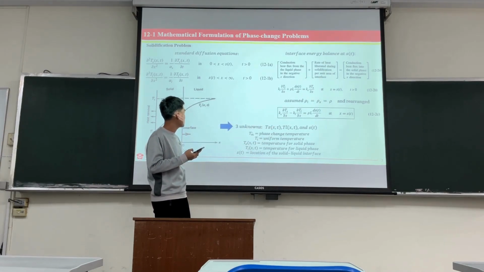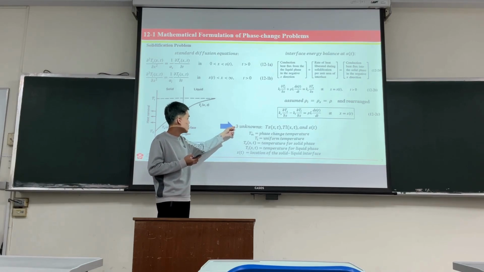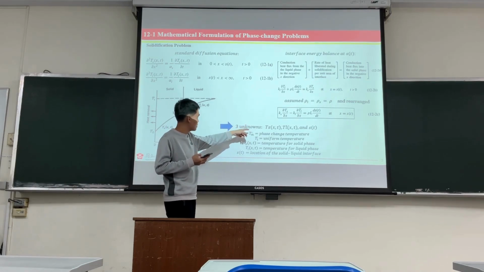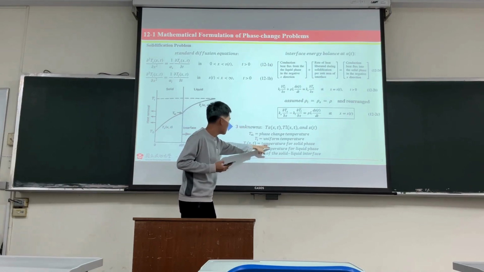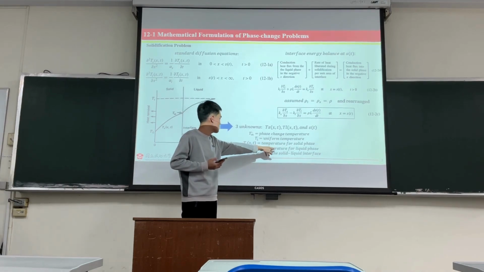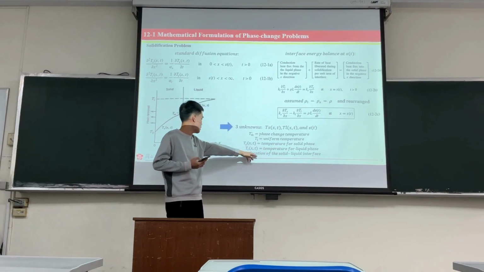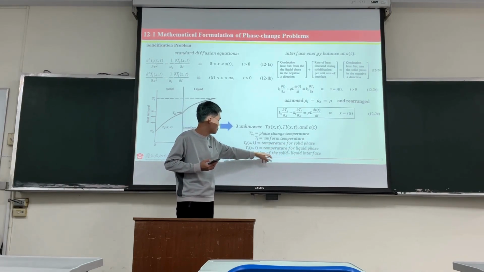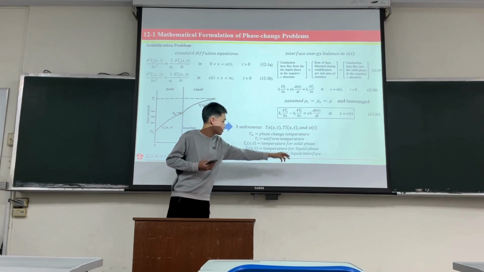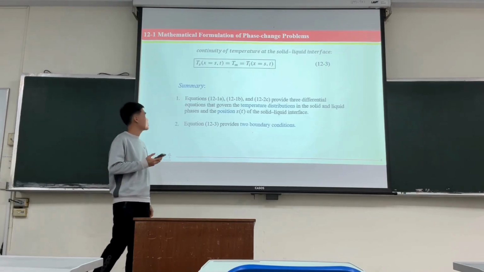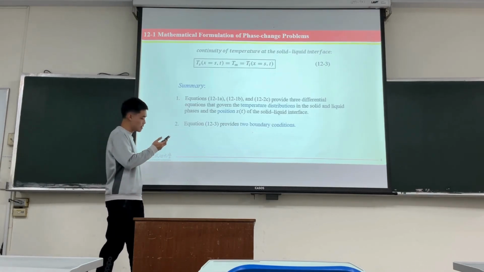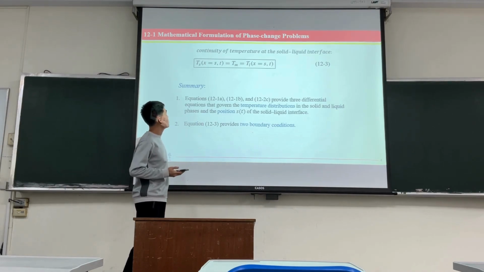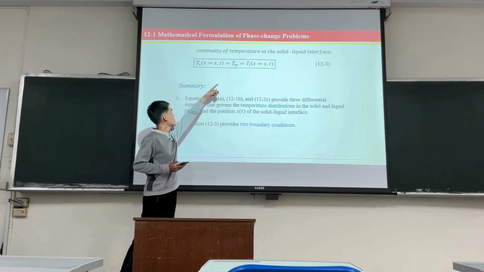In this problem we have three unknowns to solve: the temperature for the solid phase, the temperature for the liquid phase, and the location of the solid to liquid interface. Next, at the solid to liquid interface, the temperature must remain continuous.